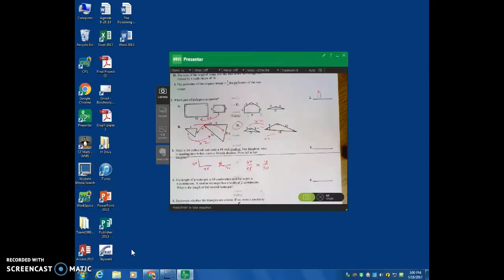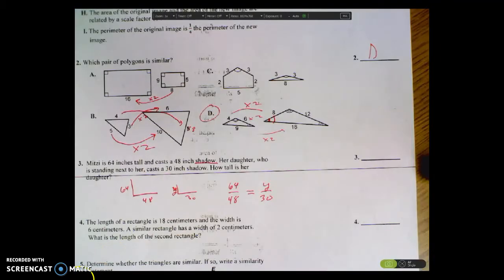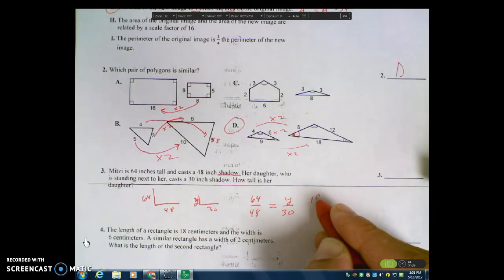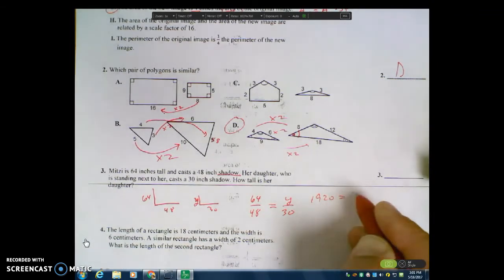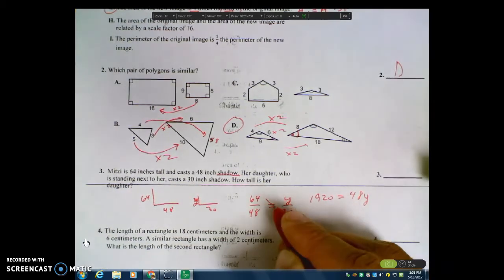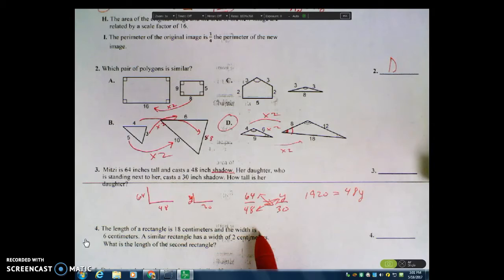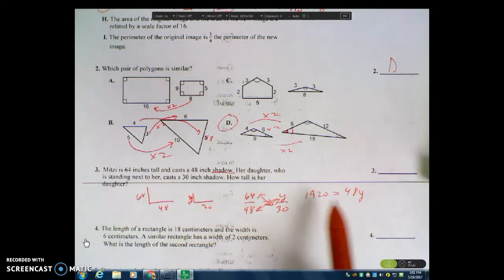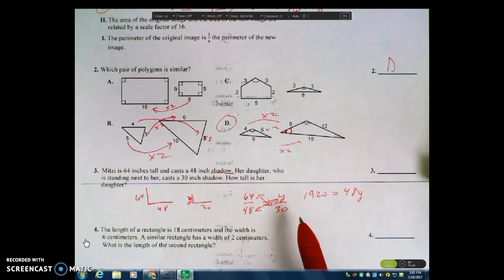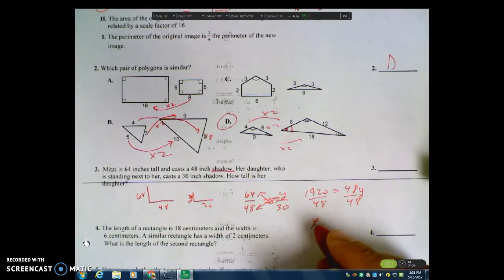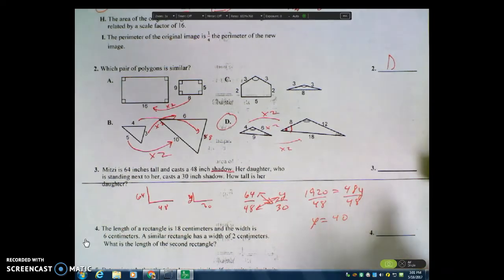Now, I'm going to cross multiply. 64 times 30 is 1,920, and that's going to equal 48y. So I cross multiply to set that up. All right. Now, if you did this problem and you had a different setup, but you ended up with the same numbers, then you did it right. Okay. I'm going to divide that by 48. So I'm going to divide both sides by 48, and I'm getting y equals 40. So her daughter stands at 40 inches tall.